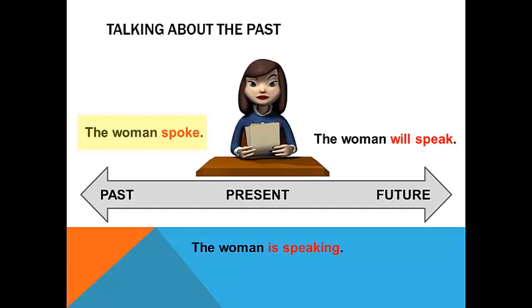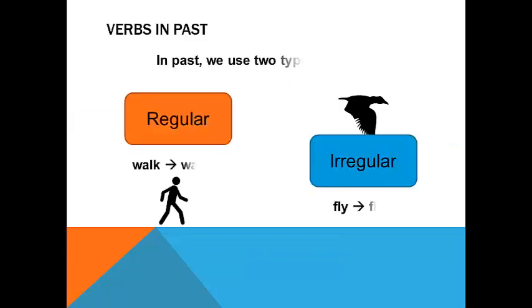Past, the woman spoke. Present, the woman is speaking. Future, the woman will speak. As you can see, in future we have auxiliary will. In present we have verb with ing. In past we have the corresponding form of the verb in past. So the verb speak, it is in present. Verb in past, it is spoke. So let's continue with this.